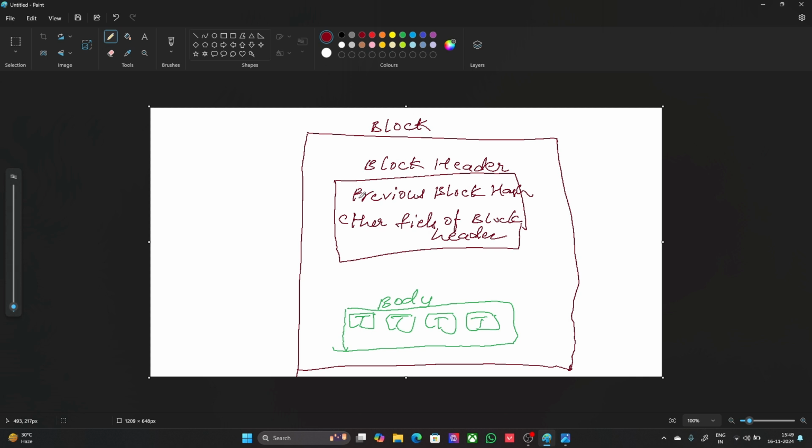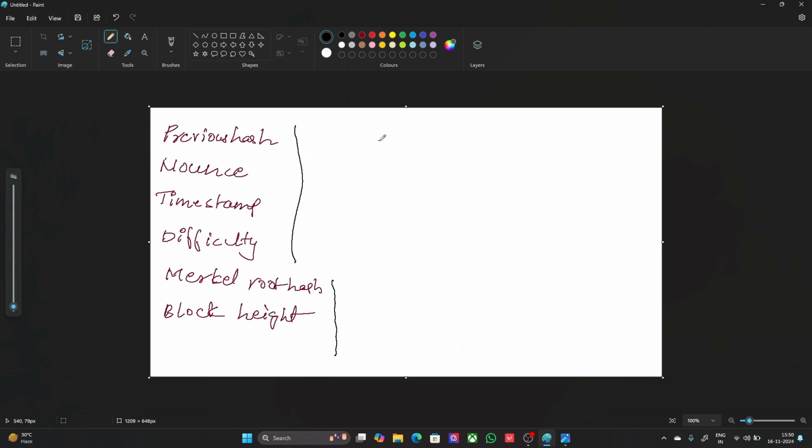Let us see what are the other fields which are present in this block header. Let's first talk about what is a previous hash.